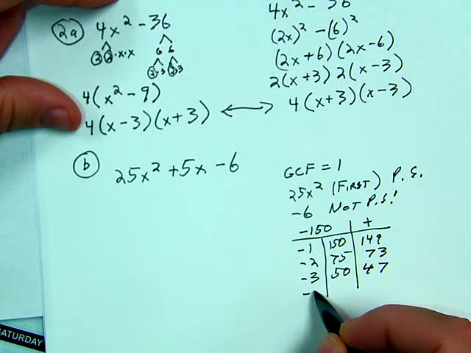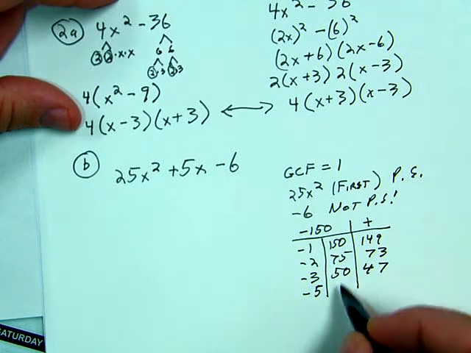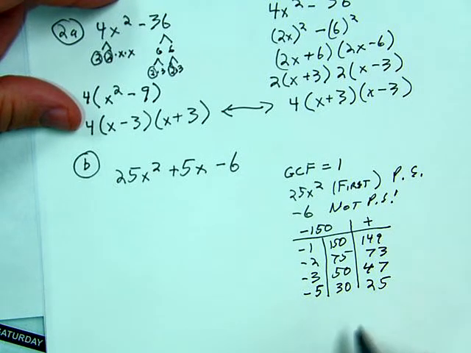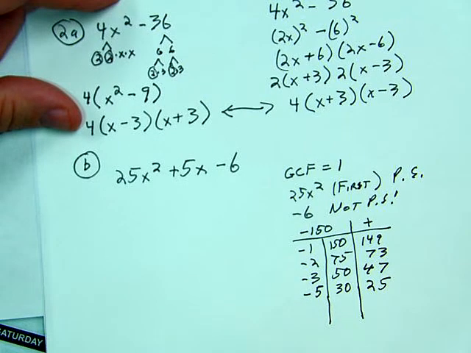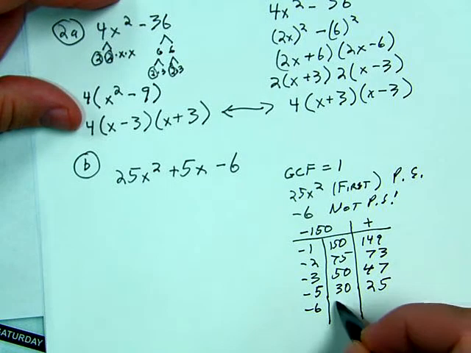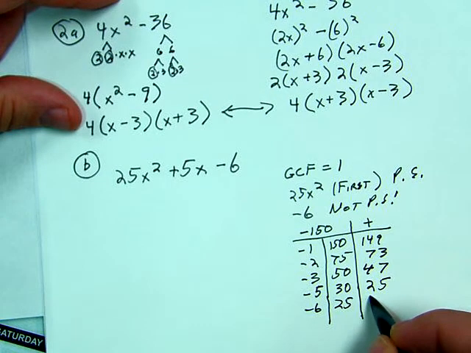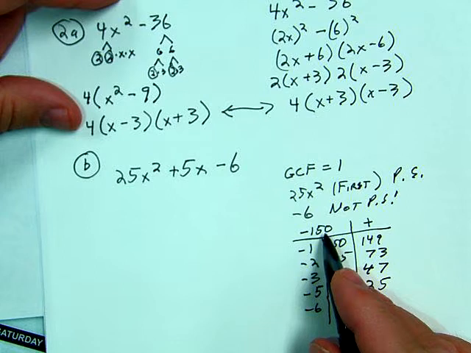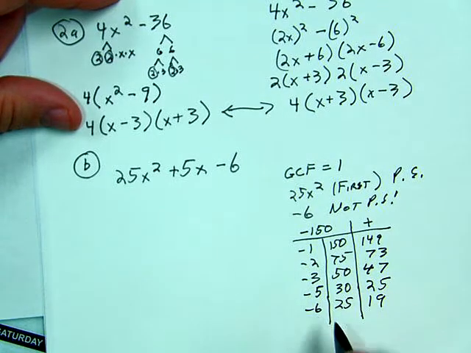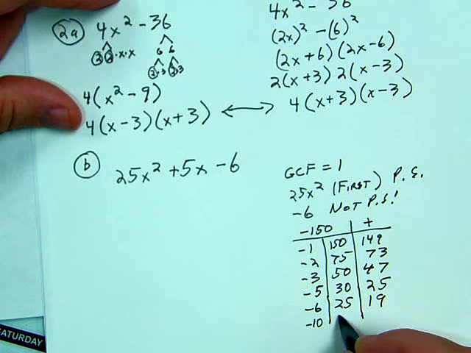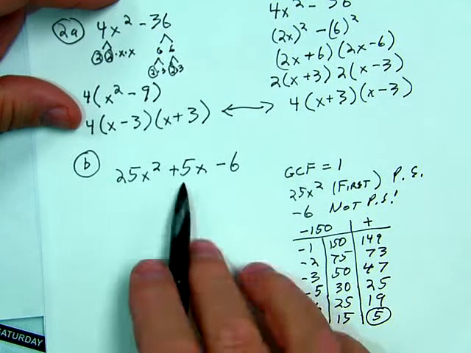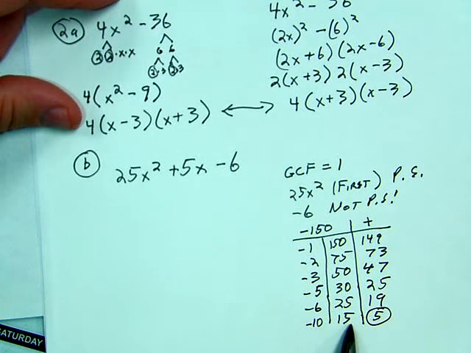Let's try negative 4. Doesn't work. Negative 5. Negative 5 and 30 gives me 25. Getting closer. Let's try negative 6. Negative 6 and 25. That gives me 19. All right, that doesn't work. 7 doesn't go into 150. 8 doesn't go in. 9 doesn't go in. How about negative 10 and 15? And there it is. There's my 5. So I'm going to break this middle term into negative 10 and 15.